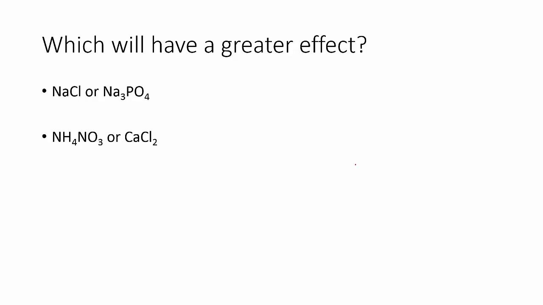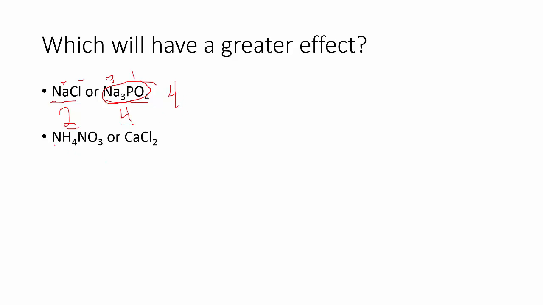All right, so let's do a little critical analysis. Which will have a greater effect, NaCl or Na3PO4? Remember, it has to do with how many particles are going to be in solution. NaCl is going to break up into two things, an Na+ and a Cl-. Na3PO4 is going to break up into 3 Na+ and 1 PO4, so 4 particles. So which one's going to have a greater effect? The Na3PO4, because it has 4 particles instead of 2.